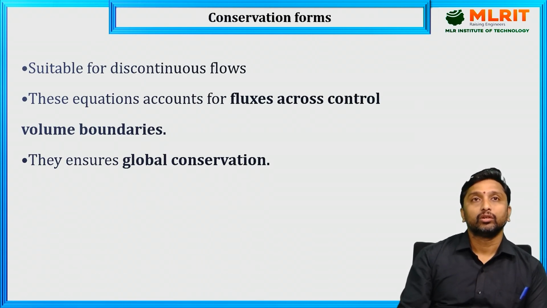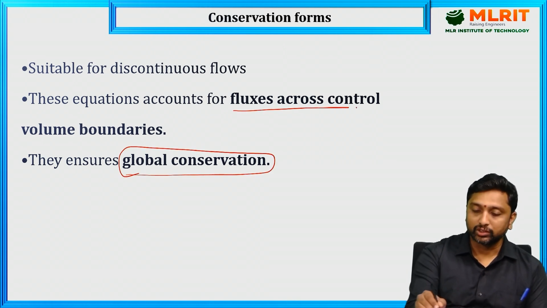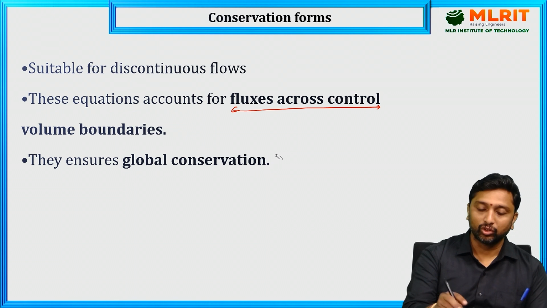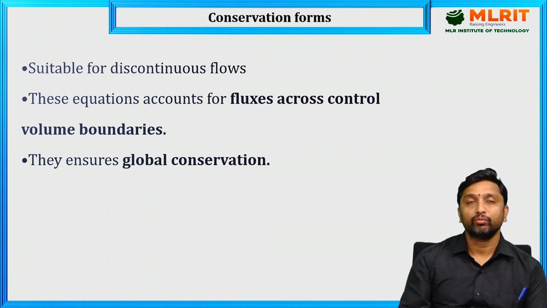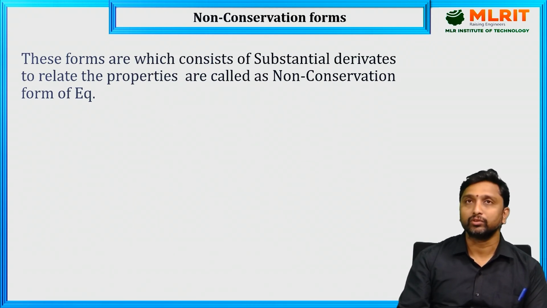So they ensure global conservation, because as I said, fluxes across the control volume are taken into account, and because of that, all the conservation laws are applicable here. Hence it ensures the global conservation of all the parameters, whether it is mass or momentum or energy, all are considered for conservation.